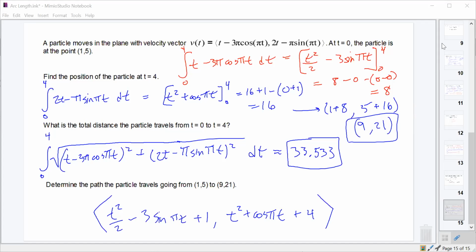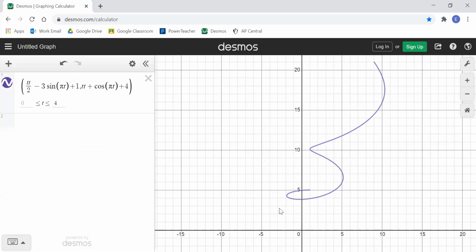Okay, cool. Yeah, and now you can see why, even though it just goes from 1, 5 to 9, 21, it clearly is going a lot more units than what the straight line between those is. It goes 33.533 total units as it follows that curve along in the plane. Good?